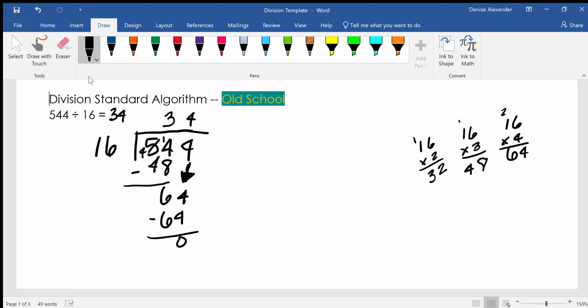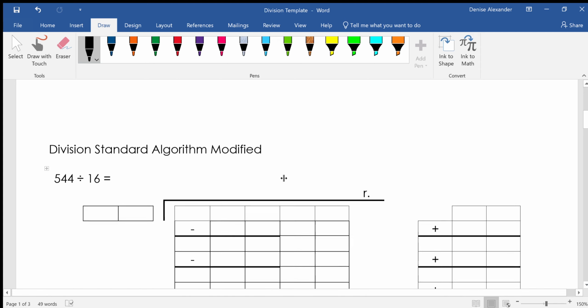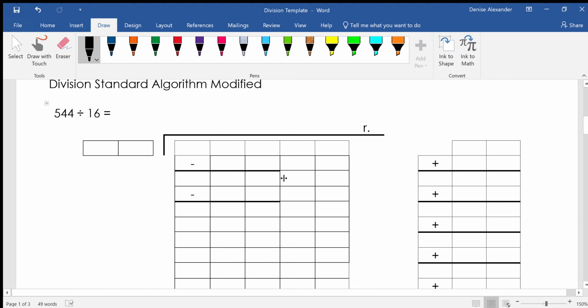Now, I know it looks kind of simple and easy, but once you get up to those bigger numbers and you're constantly multiplying, trying to figure it out, it gets a little cumbersome. So now let's go to the one that I call division standard algorithm with modification. That's been modified. So here we go.